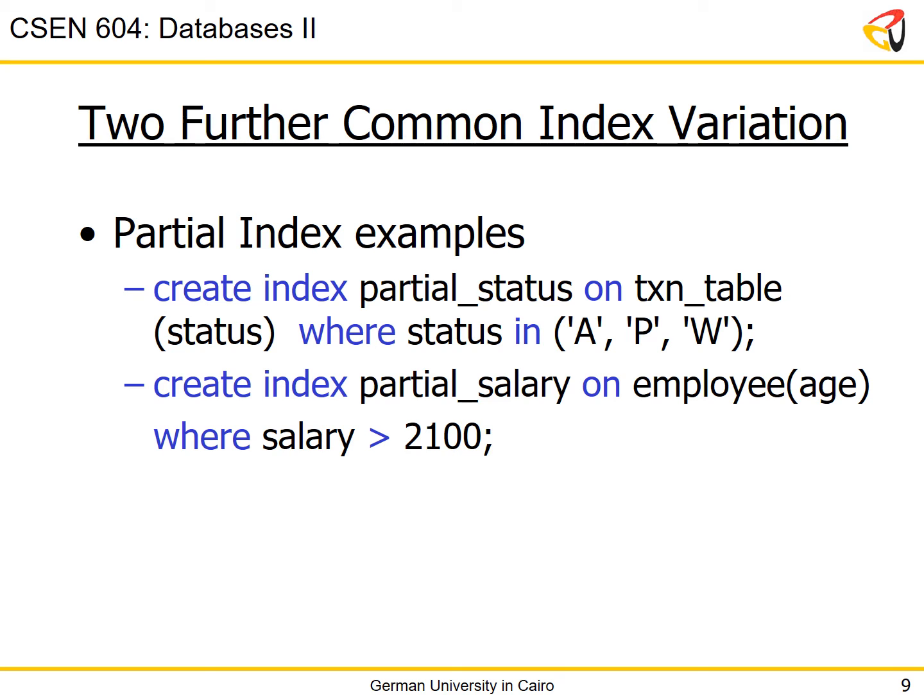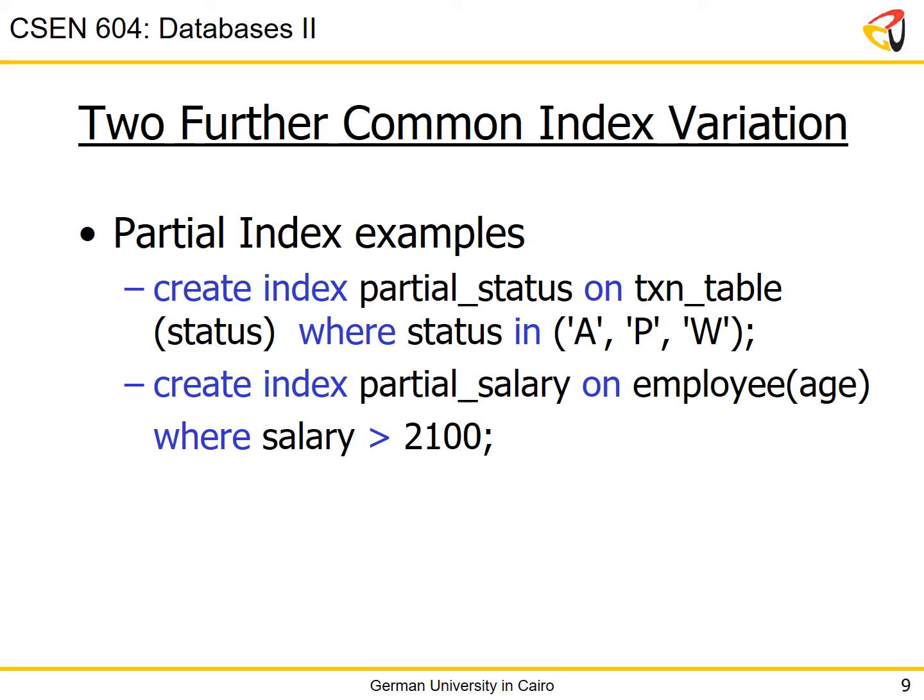And for those, I'm going to build an index. So if the query comes like select star from transaction_table where status equals A, I'm going to use the index. Where status equals P, I'm going to use the index, or the database engine will use the index, okay? Or where status equals W, again, the database engine will use the index.